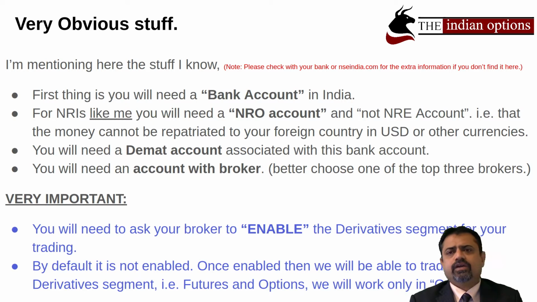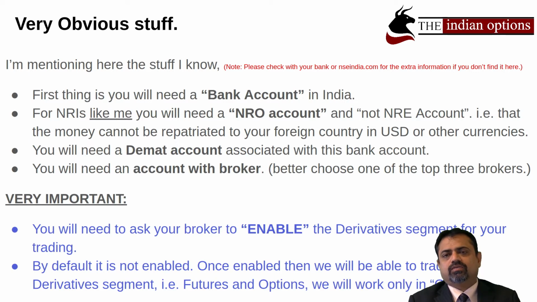Next, if you are an NRI trader, like I am, an NRI in Japan right now, you are going to need an NRO account. Your demat account or broker account should be linked to the NRO account, an ordinary account. This means you cannot repatriate this money back to USD or whatever foreign currency you are in right now. Of course, if the bank allows and you are not doing anything illegal, you can always take it.